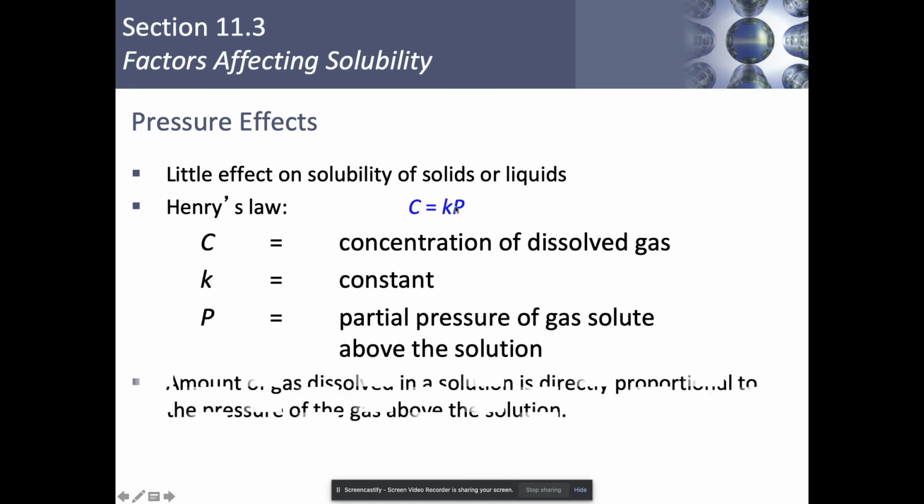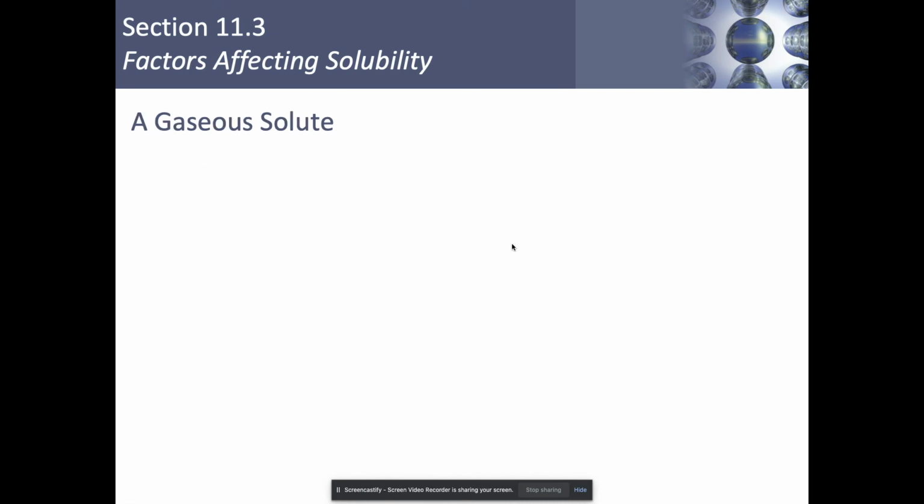So you can think of that like in the picture from two slides before. You saw all that carbon dioxide in the air that was being forced on. That would be the partial pressure of the gas solute above our solution, above our meniscus. And so the amount of gas dissolved in a solution is directly proportional to the pressure of the gas above the solution. If you increase the pressure of the gas above the solution, you will dissolve more gas. It is a given fact in that situation.